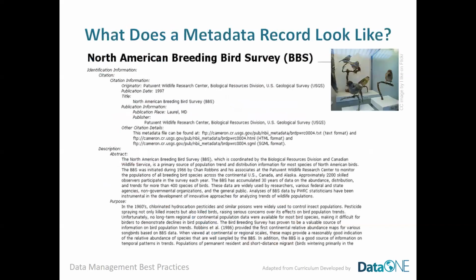So what does a metadata record look like? This example is for the Federal Geographic Data Committee standard. And the example is for the North American Breeding Bird Survey that documents the data profile of how many observers have been participating in this project and how much bird data collection has been done, and for what period of time it has been collected over time.